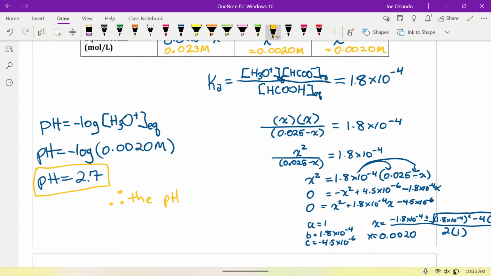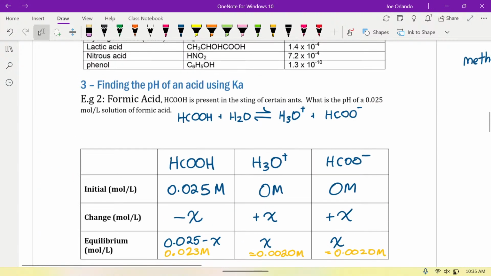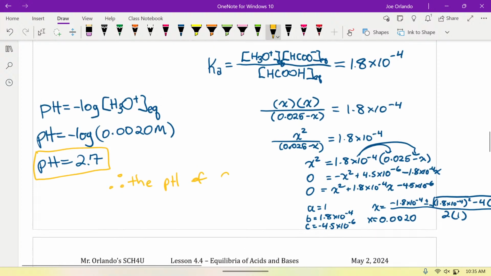Wow. Miracle. So the pH of, and what was our actual question here? It was 0.025 molar formic acid. So the pH of 0.025 molar formic acid is 2.7. By the way, if this had been not formic acid, if it had been a strong acid, how much stronger would it be?